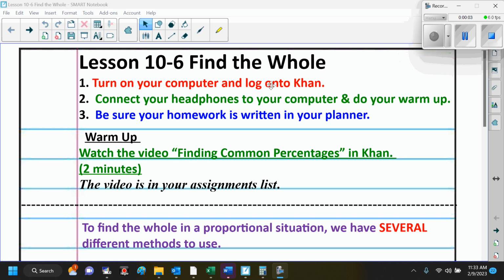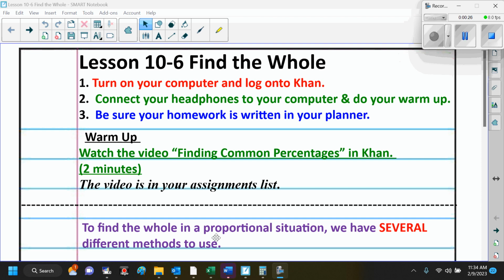So lesson 10-6 is find the whole. We're finding the whole piece, the whole thing, in a proportional situation, okay? Now, the video that you watched for the warm-up was common percentages. Those are percentages that you should know offhand, okay?